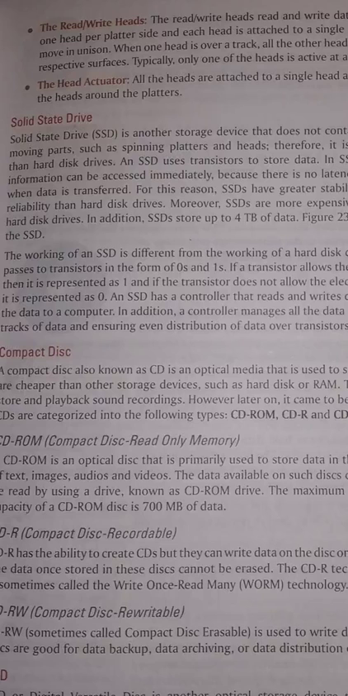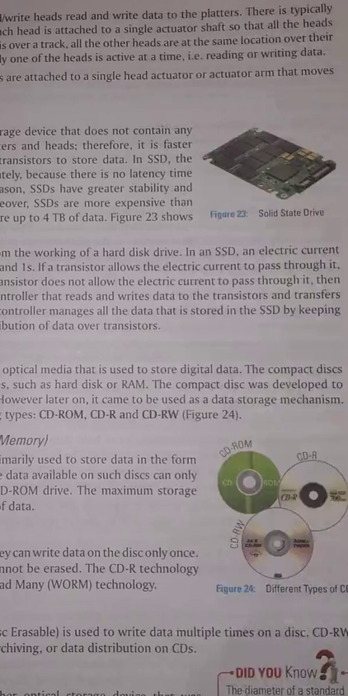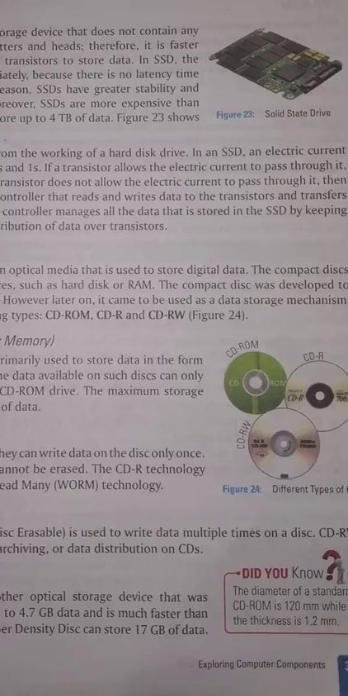Then there is DVD-ROM. They are read-only memories. Then there is DVD-RW, that means rewritable DVDs. Then there is Blu-ray disc. You have seen a Blu-ray disc. The diagram of Blu-ray disc is shown here.